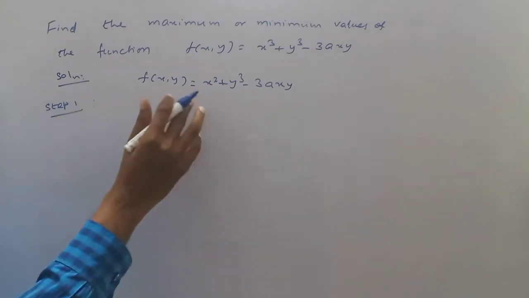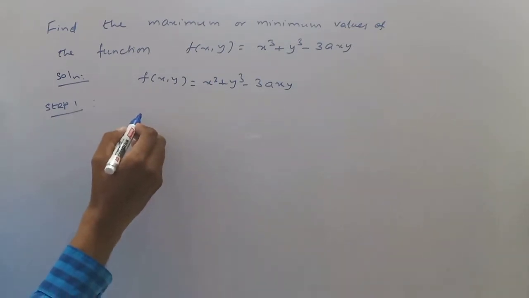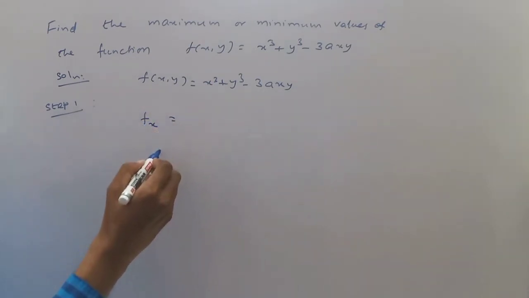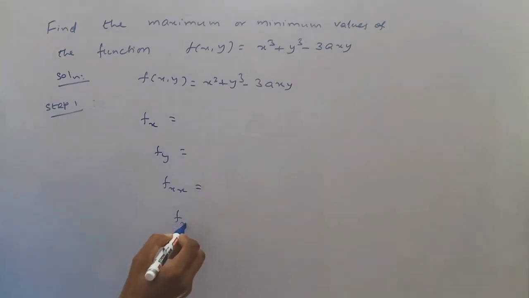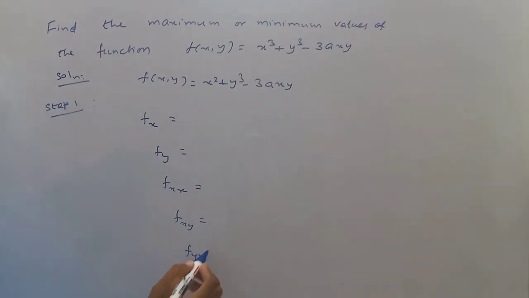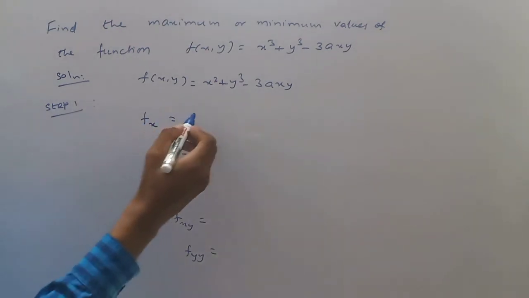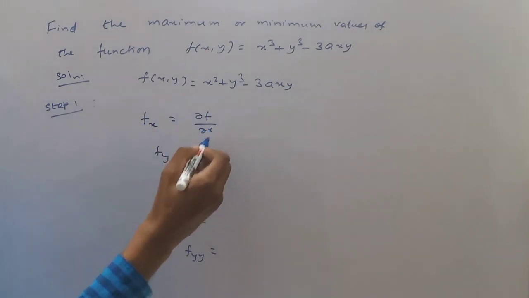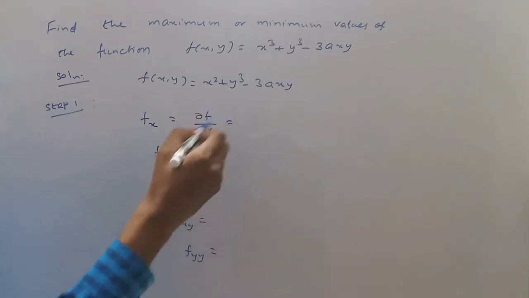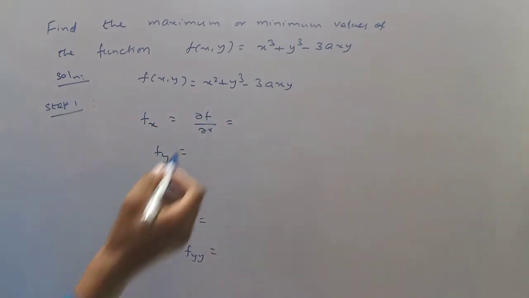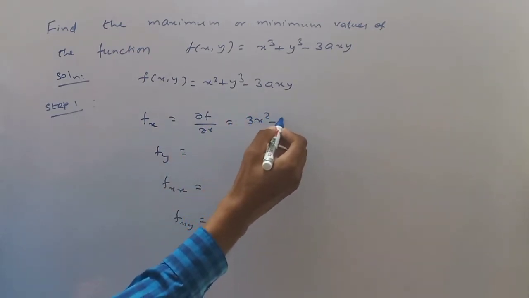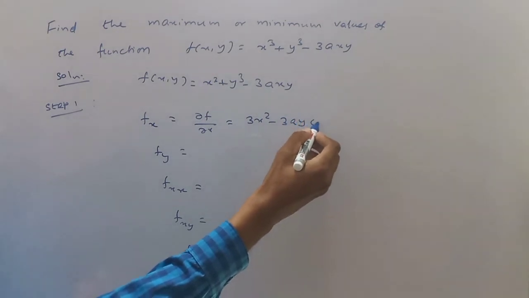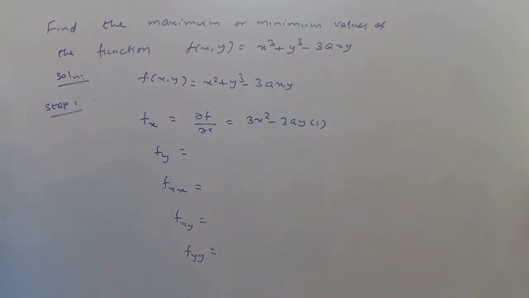Step 1, for the given function, compute the partial derivatives. So what we have to find? fx, fy, fxx, fxy, fyy. All these things we have to find. What is fx? Dou f by dou x. Differentiation of f partially with respect to x only. So y is constant. So 3x square minus 3ay into 1. So fx is 3x square minus 3ay.